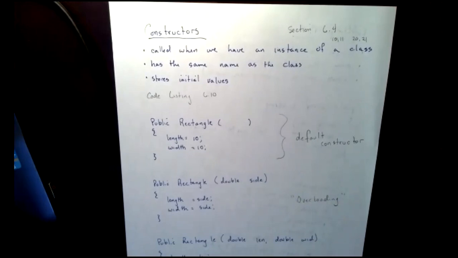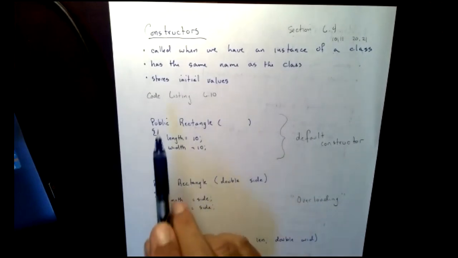Now, you did code listings 6.10 and 6.11. You also did code listings 6.20 and 6.21. And when you do these, you start to see these examples. And hopefully all I'm doing is filling in the holes.